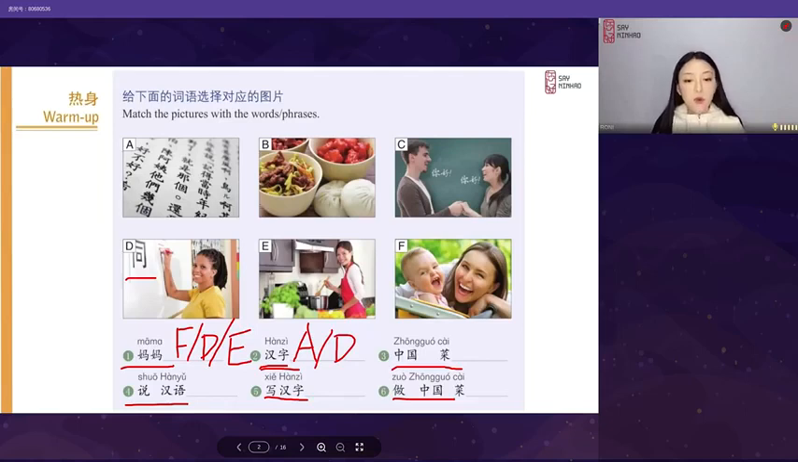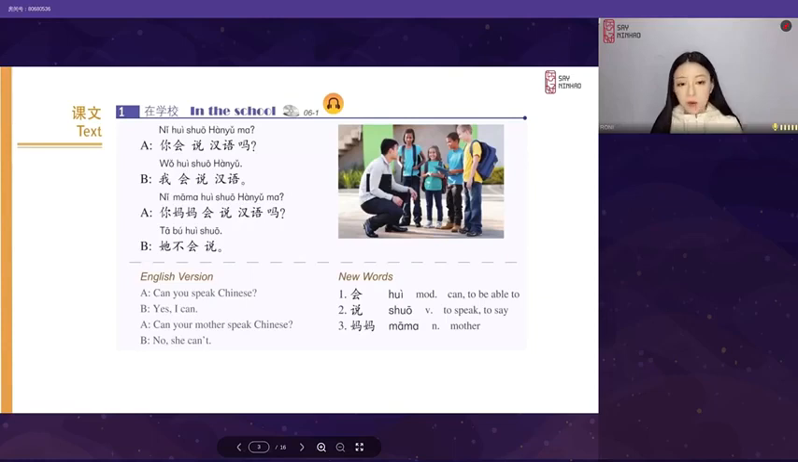Next one, 中国菜, which one is? B, B is 中国菜. Next, 说汉语, speak Chinese, yes, C, they're saying 你好 to each other. And next one, 写汉字 is D, obviously, and 做中国菜 is E, cooking. Okay, now let's move on to our first text. So first, new words as usual.